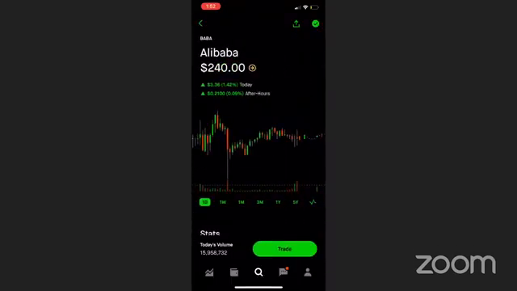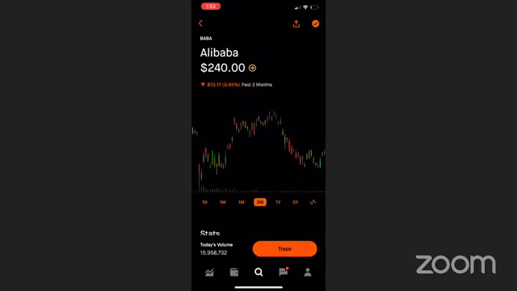Bam. So Alibaba is $240 a share. All right. So first thing I'm gonna do, because it's gonna default on the 1-day graph, 1 day don't tell me enough information to make a wise decision. I'm gonna start at a minimum of a 3 month. What does a 3 month show me?